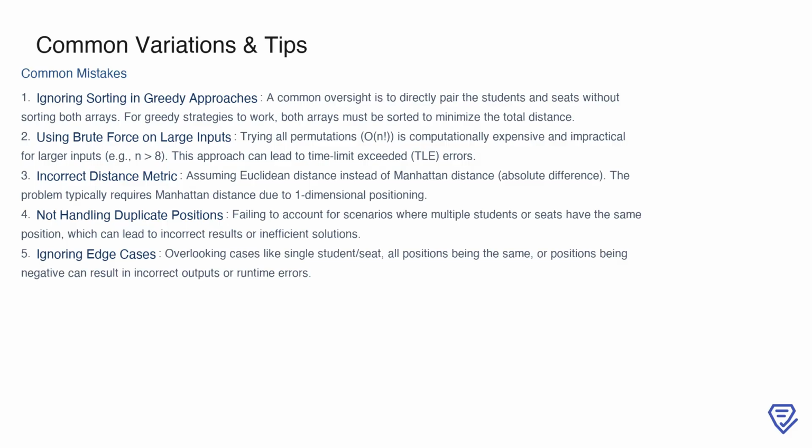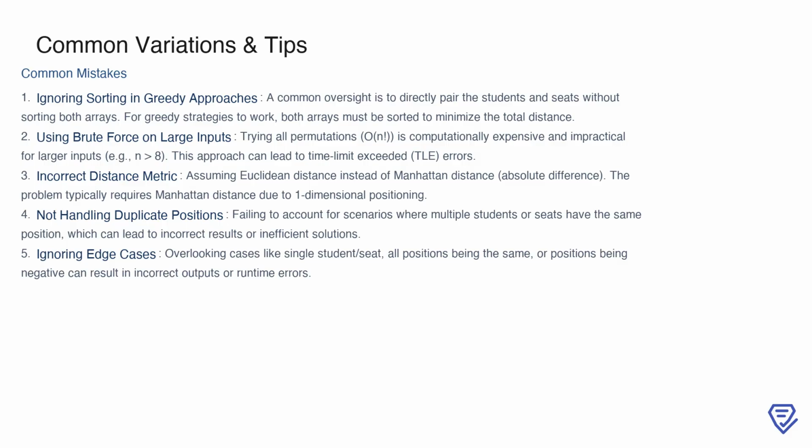First, a major issue arises when sorting is ignored in greedy approaches. Pairing students and seats without sorting both arrays can lead to suboptimal results because the greedy strategy relies on the arrays being sorted to minimize the total distance. Another frequent error is relying on brute force for large inputs. While brute force explores all possible pairings, it has a factorial time complexity, which is impractical for larger values of n and can result in time limit exceeded errors.